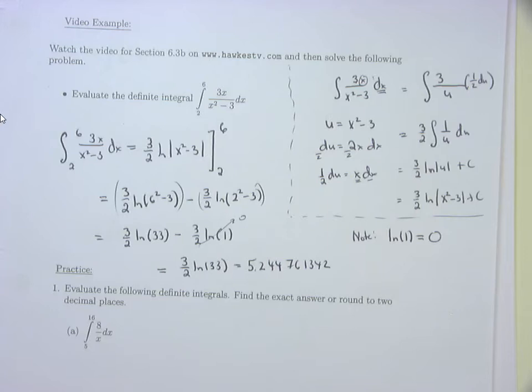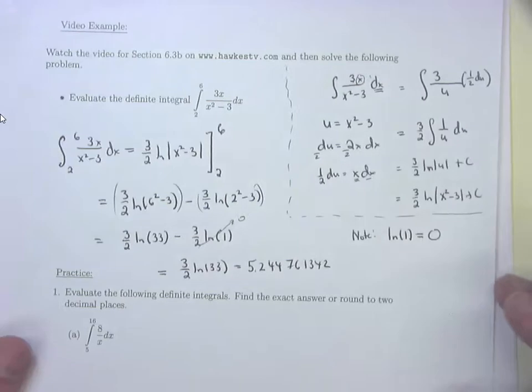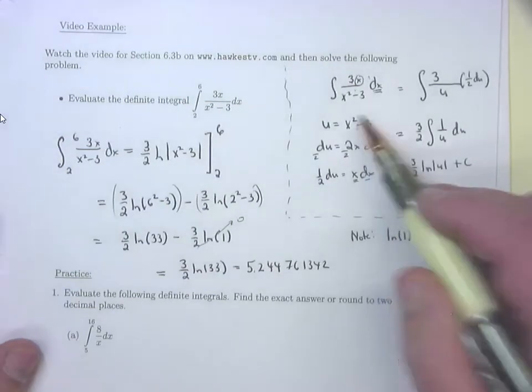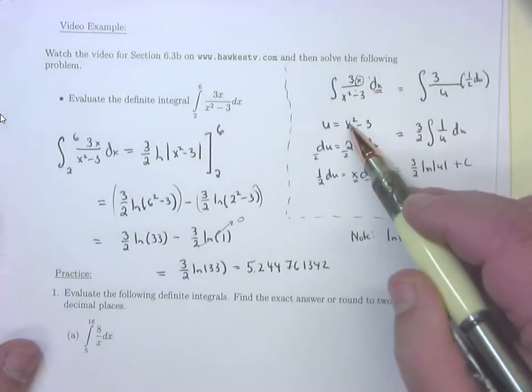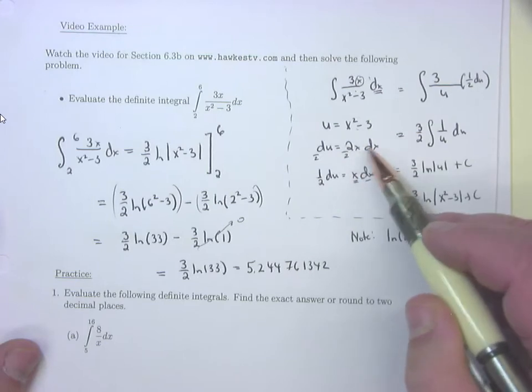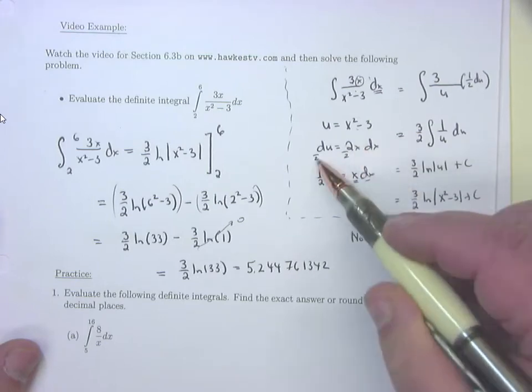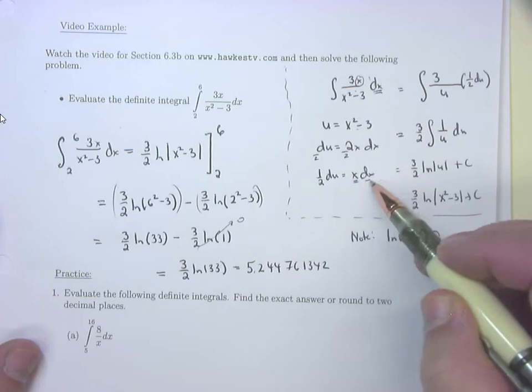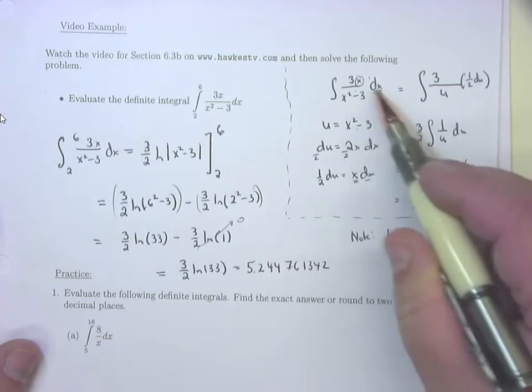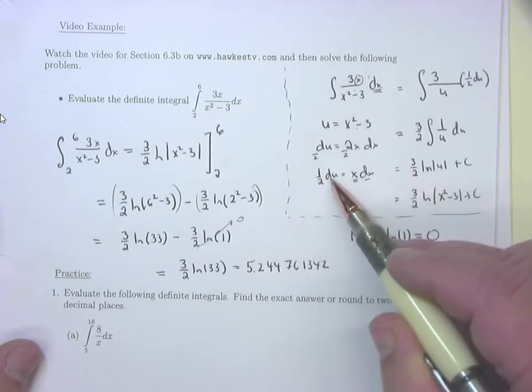Oh, back into the integration stuff. Yes. Step one, I found u. Step two, I took the derivative of it. The derivative of x squared minus 3 is 2x dx. I moved the 2 to the other side, so 1/2 du equals the x dx. So when I see that x dx, that part's going to get replaced with 1/2 du.